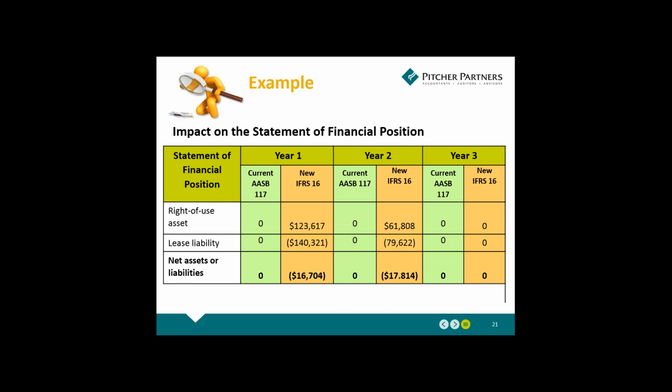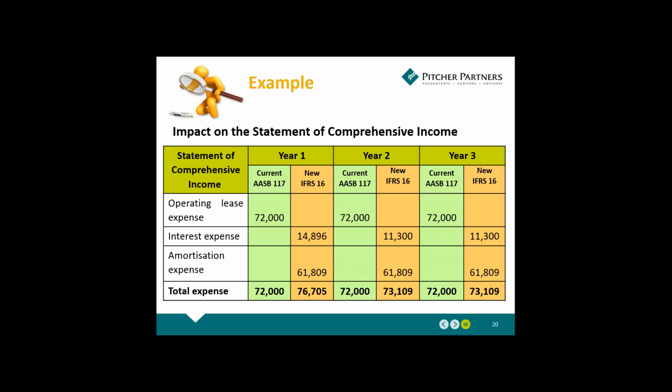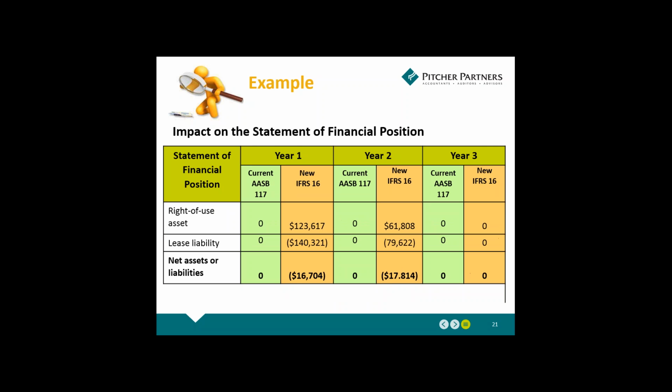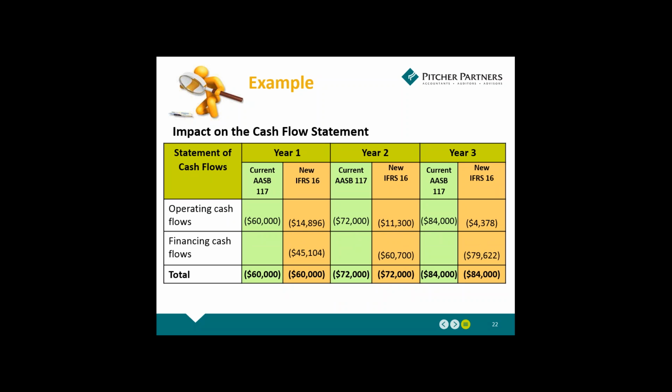You should also consider, in our previous slide, the impact that the new leases standard will have on your statement of comprehensive income and specifically profit or loss. Because in year 1 you've got a big expense and in the last year a smaller expense. And how would that link to your KPIs and bonuses, etc.?